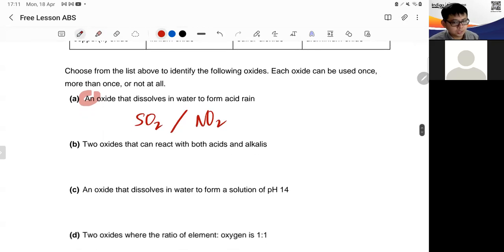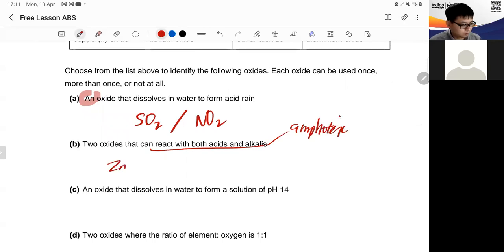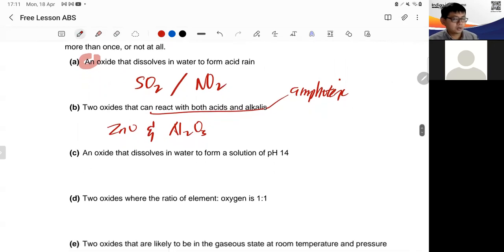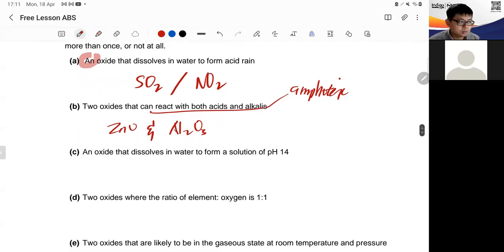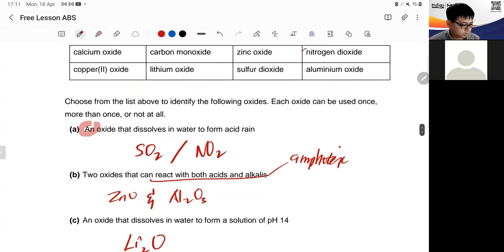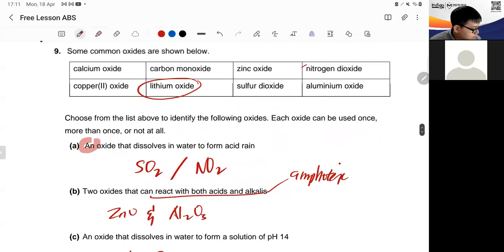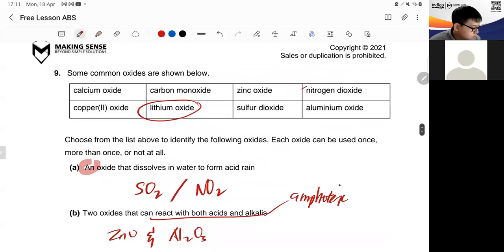Part B. 2 oxides that are amphoteric. Yours is AP. Okay, 2 so I need both. Okay, this one and this one. An oxide that dissolves in water to form pH 14 means metal oxide, basic. Metal oxide. Any more? Let's see. Okay.